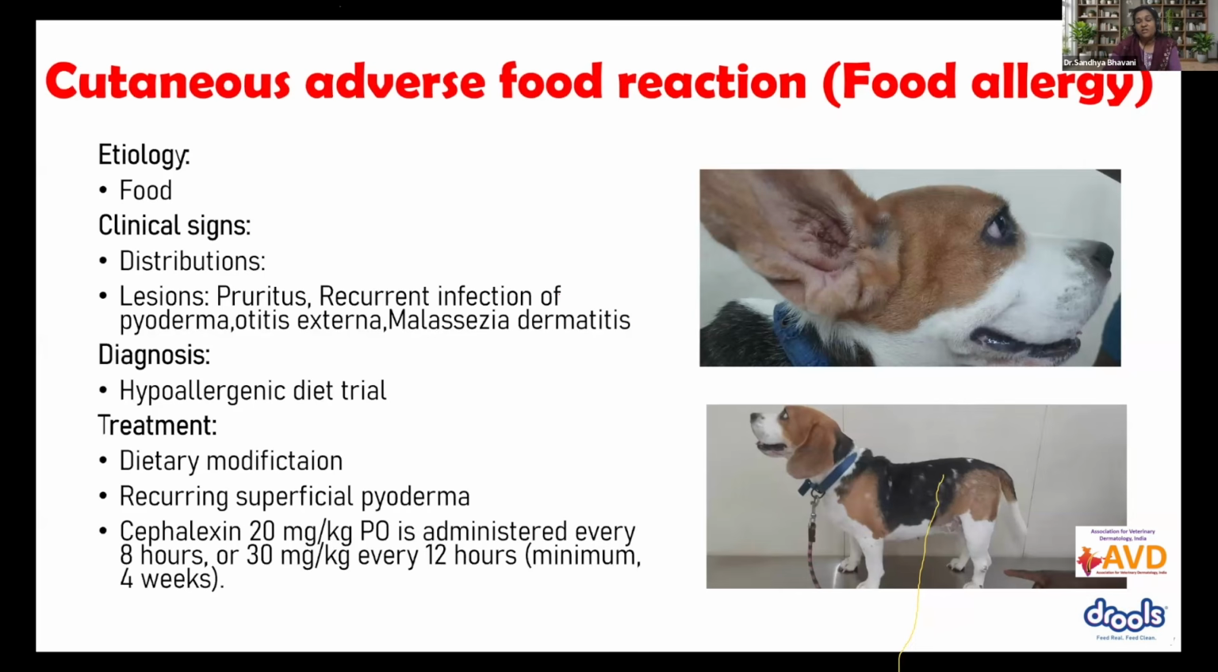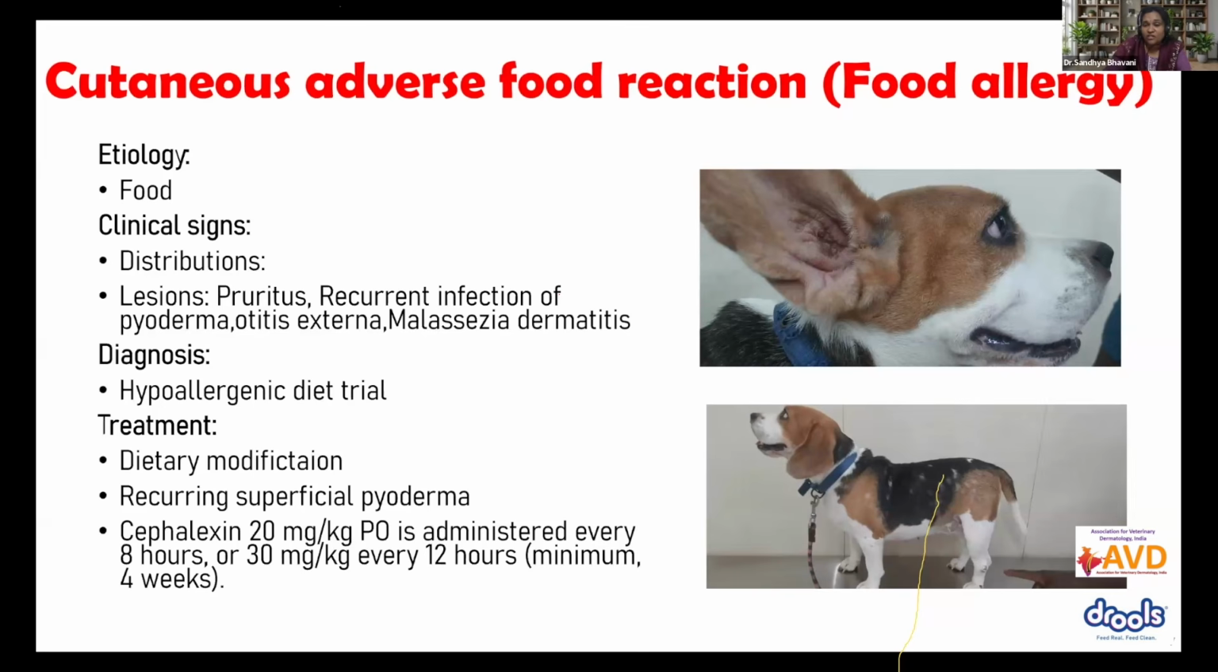So you have to make sure you differentiate whether it is food allergy or atopy in a chronic form, because all these are look-alike disorders. Your flea allergic disorder, your cutaneous adverse food reaction, and your atopy are all look-alike. So you have to go for a dietary trial and only then confirm whether it is food allergy or atopy. So you have to go for a hypoallergenic diet trial, which spans 8 to 12 weeks.